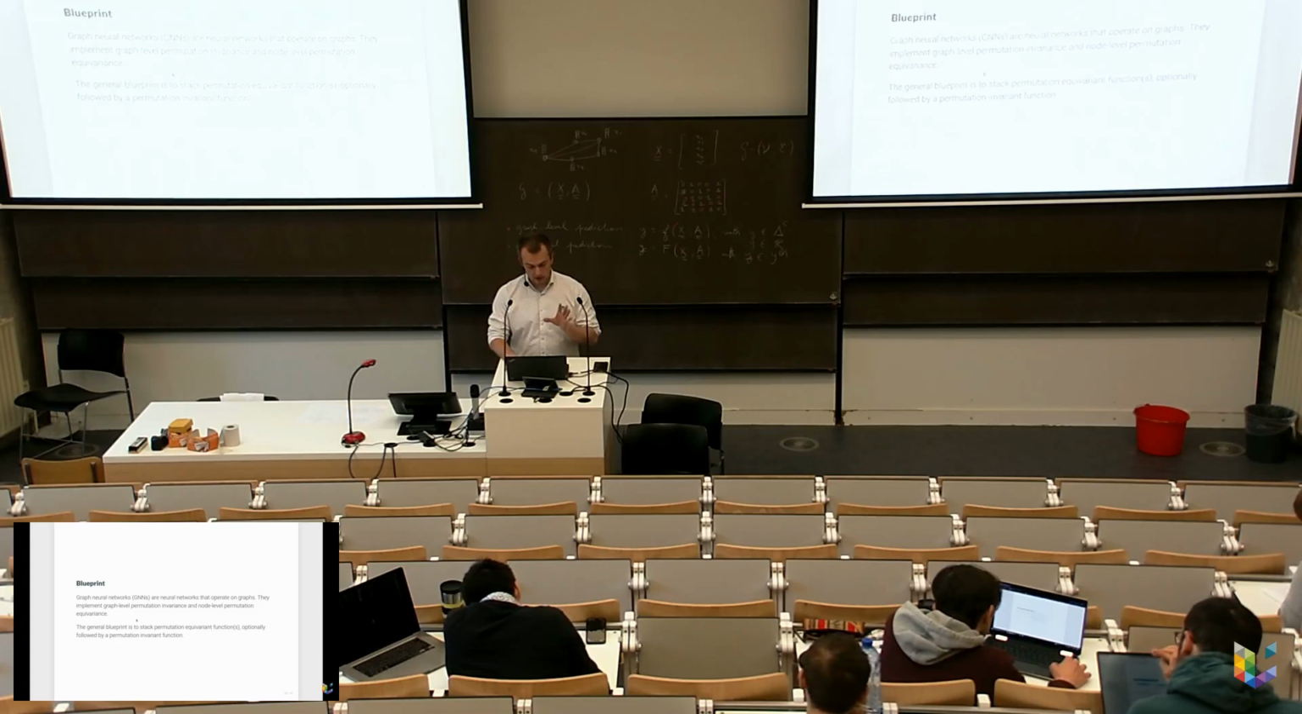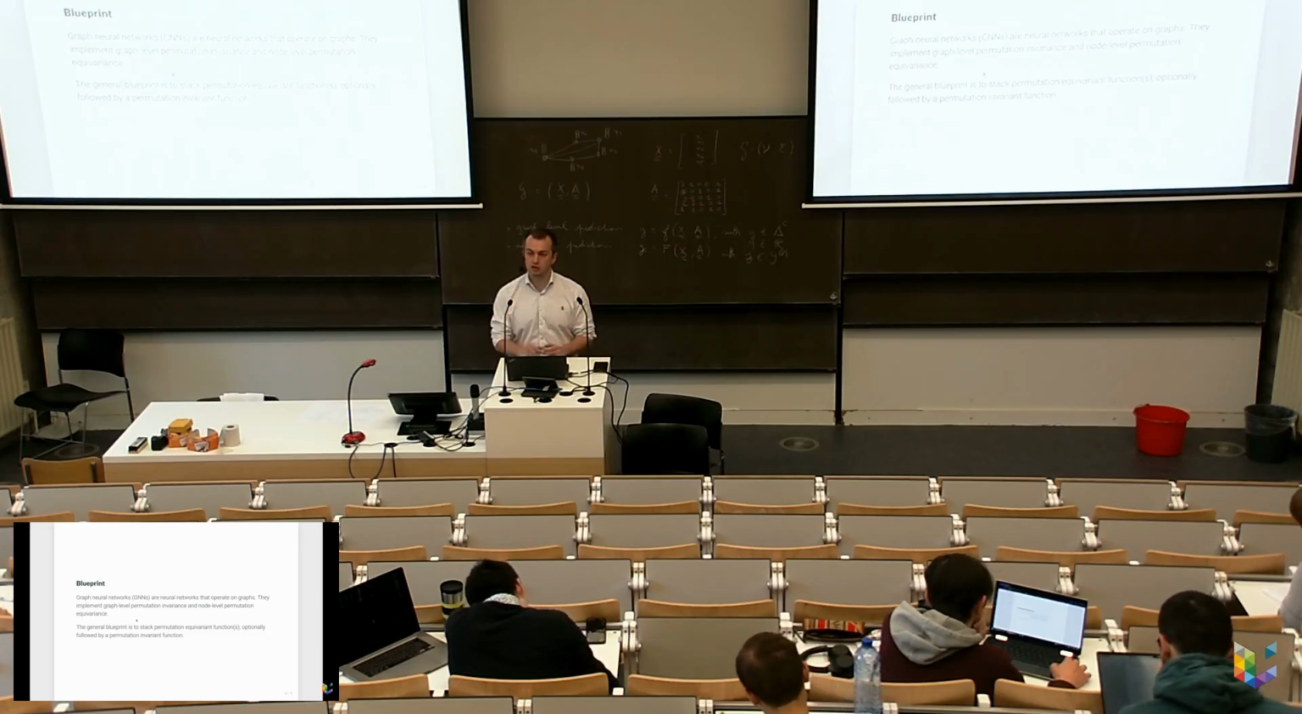So what we'll do is to define permutation equivariant functions, which will stack, okay? And then we'll follow, optionally, these permutation equivariant functions with permutation invariant functions if you want to do graph level predictions. Okay, and so the trick will be to design functions or layers that are permutation equivariant.